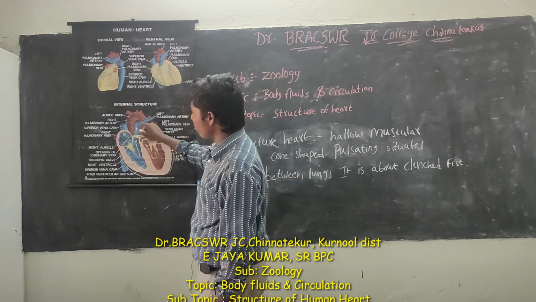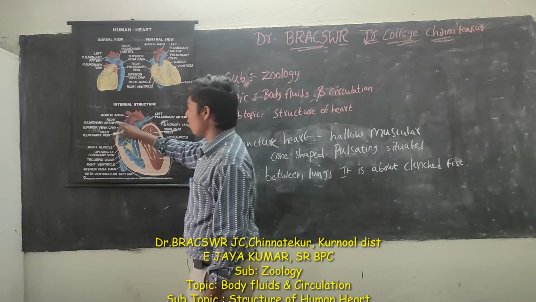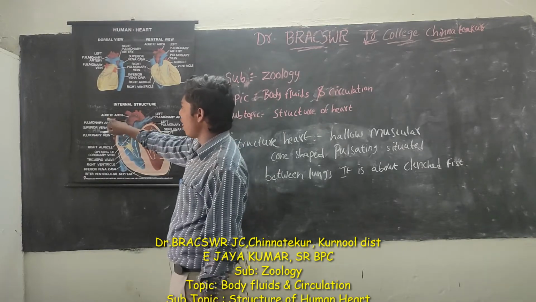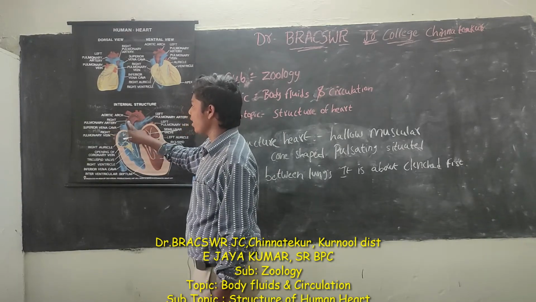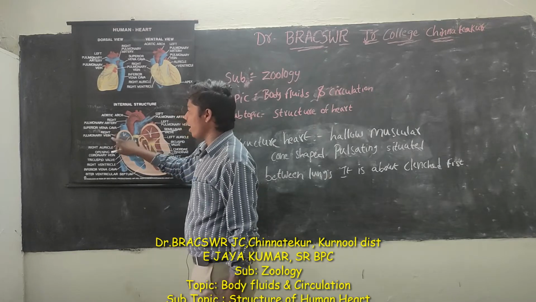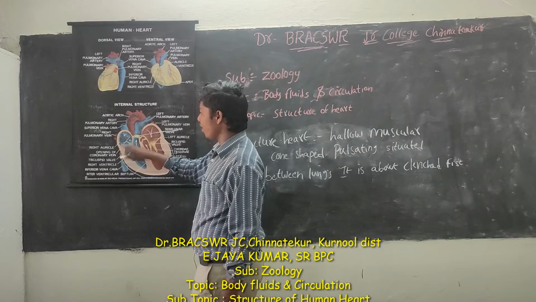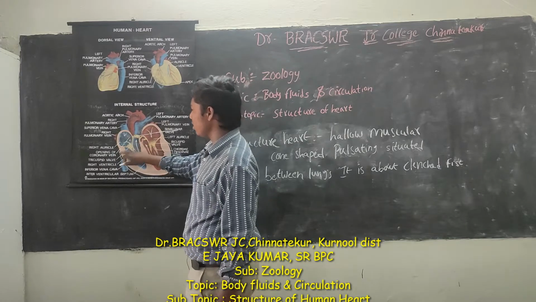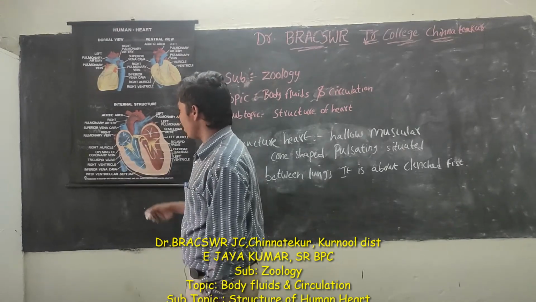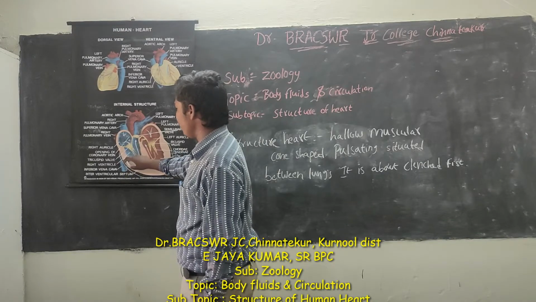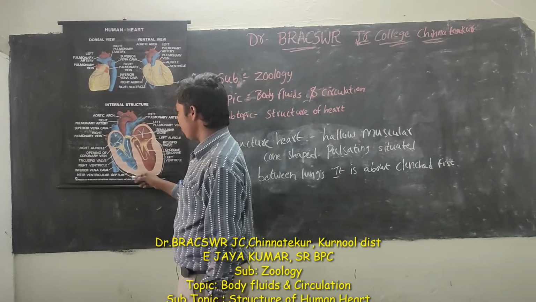You see mainly all parts of the heart: aortic arch, right pulmonary artery, superior vena cava, right pulmonary vein, right auricle, and the opening of the coronary vein. This small hole is the opening of the coronary vein. Then tricuspid valve, right ventricle, inferior vena cava, interventricular septum.